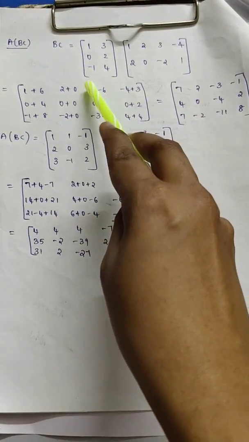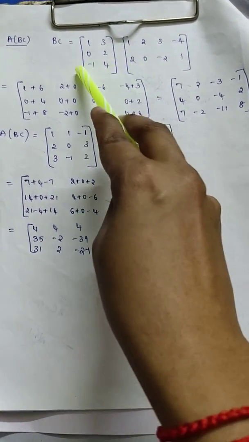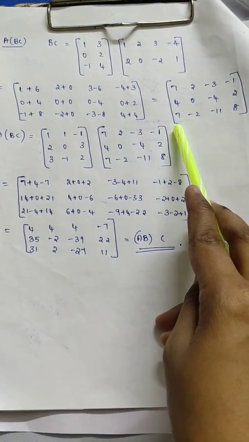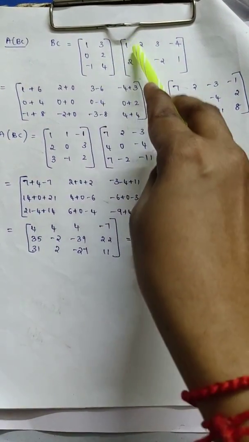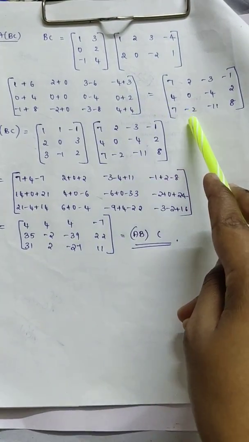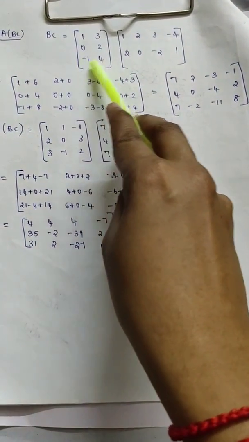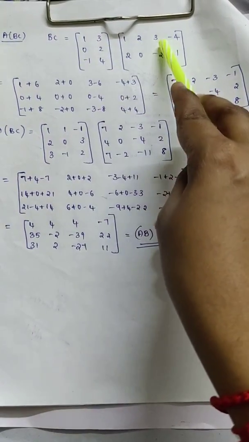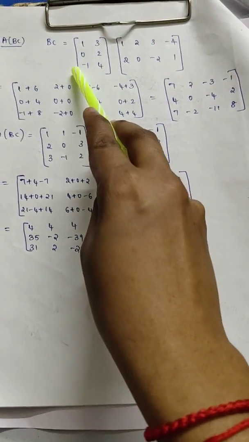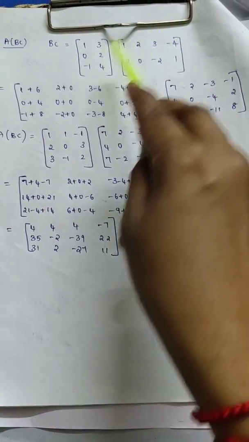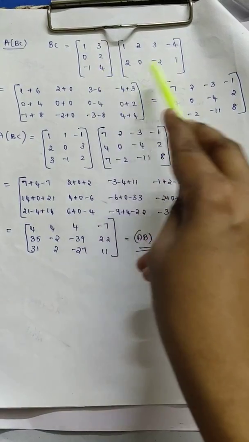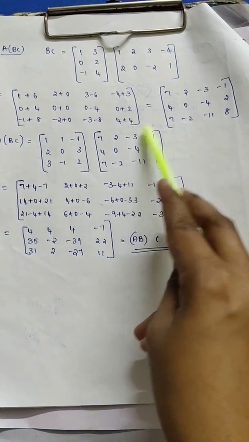Now moving to third row. So third row into first column, minus 1 into 1 plus 4 into 2, minus 1 plus 8, which is 7. Then third row into second column. So minus 1 into 2 plus 4 into 0, minus 2 plus 0, minus 2. Then third row into third column, minus 1 into 3 plus 4 into minus 2, which will give you minus 11. Again, third row into fourth column. So minus 1 into minus 4 plus 4 into 1, which will give you 4 plus 4, which is 8.